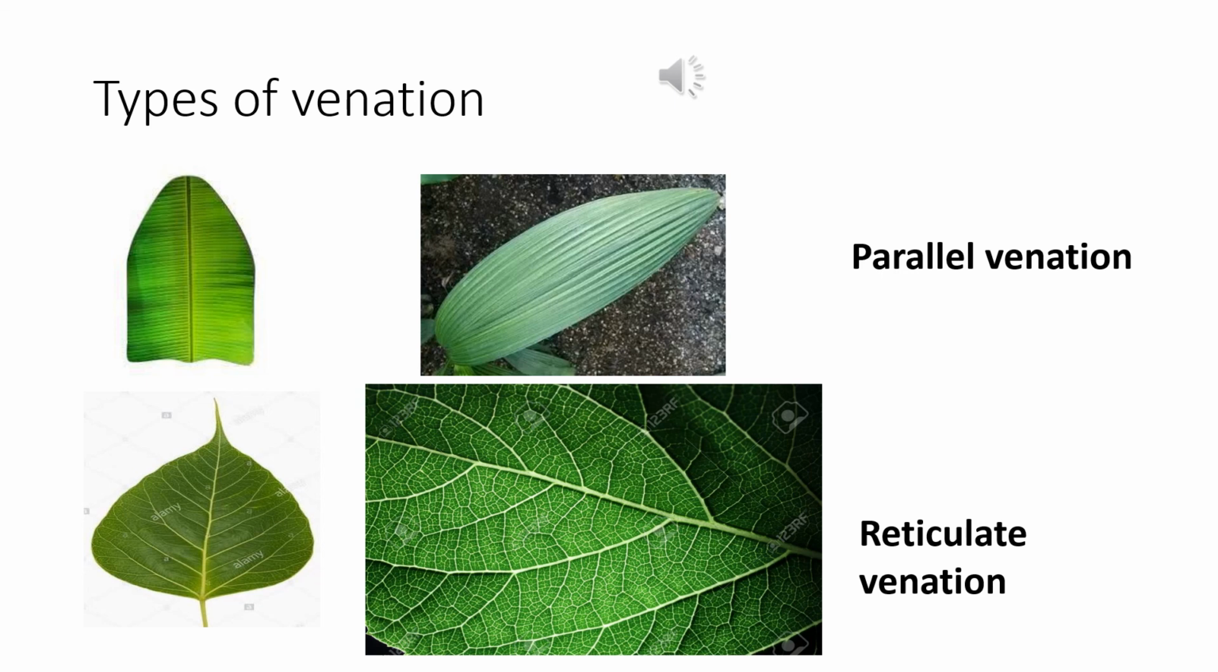The parallel venation is seen in monocotyledonous plants like maize, wheat, grass, paddy, banana tree, etc. And the reticulate venation is seen in dicotyledonous trees like mango tree, jamun tree, peepal, banyan, China rose, etc.